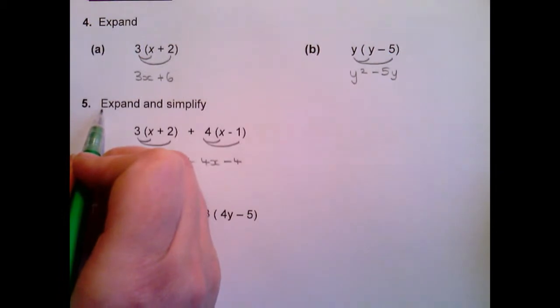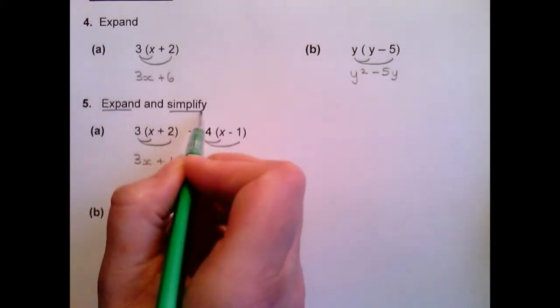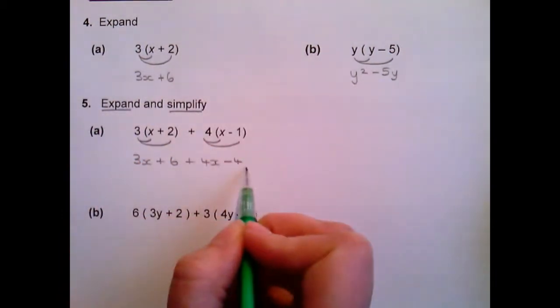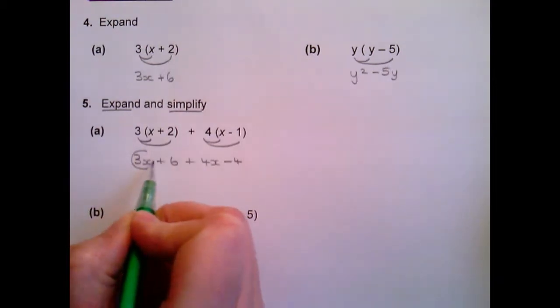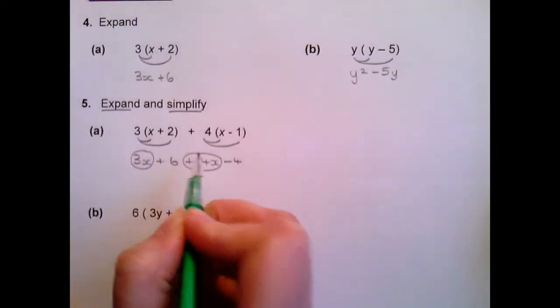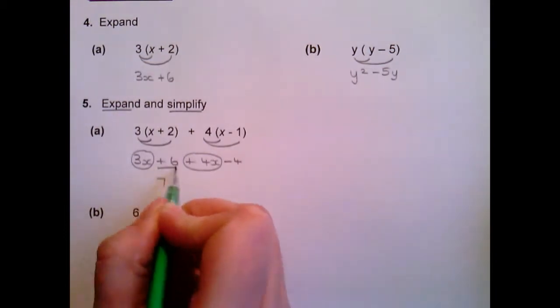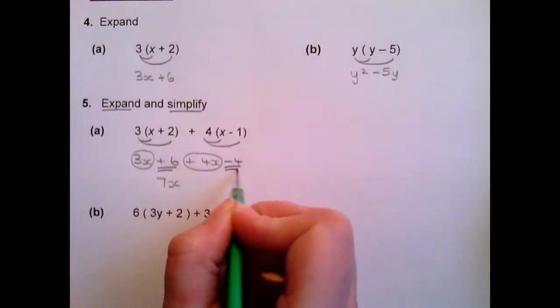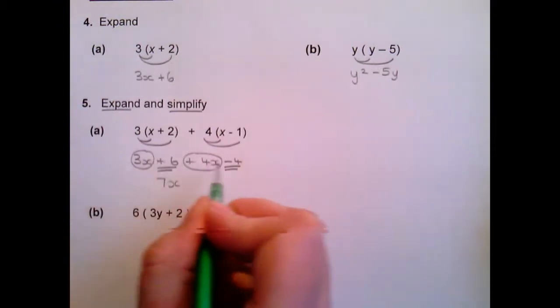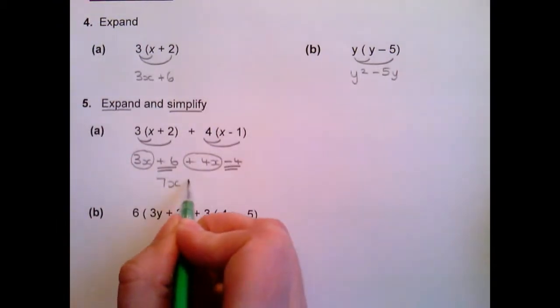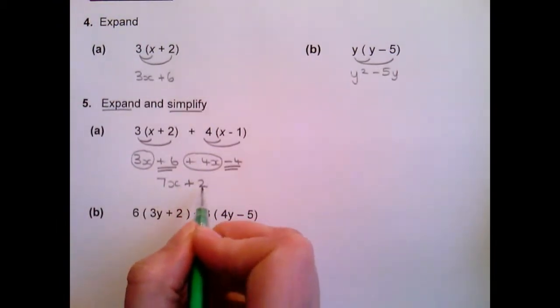And this question, it doesn't just say expand, it says simplify as well. Because you're able to simplify this, you're able to put the 3x, add the 4x together to get you 7x. And you're able to do the plus 6, take away 4. So if you've got 6 and you take away 4, you've got 2 left. So that's a plus 2 at the end rather than a negative 2.